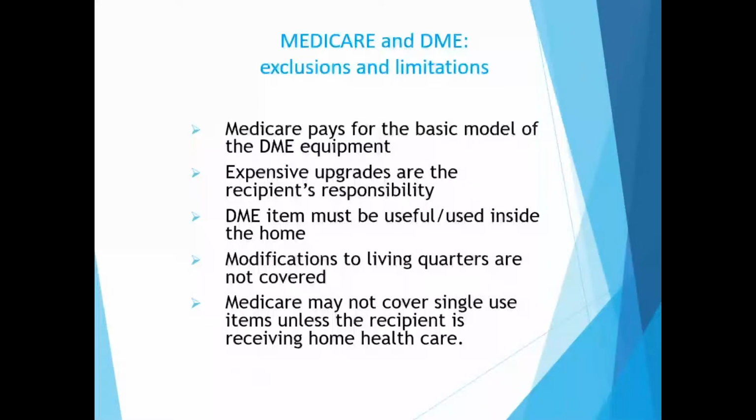So for the most part, Medicaid generally pays for the basic model of the DME equipment. Upgrades are usually the responsibility of the recipient. The DME has to be useful, and again, the benefit has to be used inside the home. Modifications to living quarters are not covered, and Medicare often does not cover single-use items unless the recipient is receiving home health care.